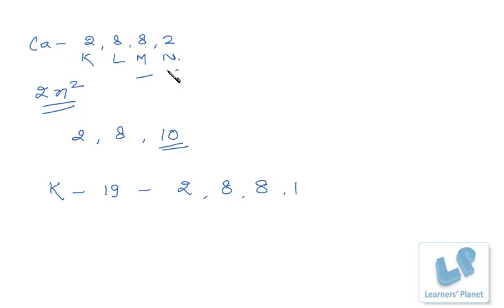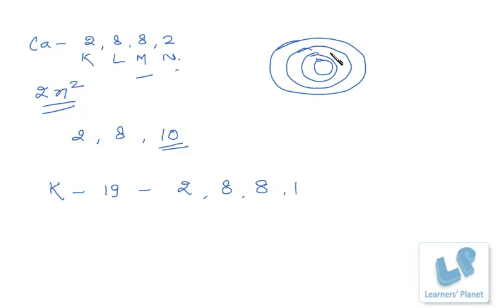Now in case of calcium, how will it have 8 electrons in its outermost shell? Say this is the nucleus, 1, 2, 3 and 4.